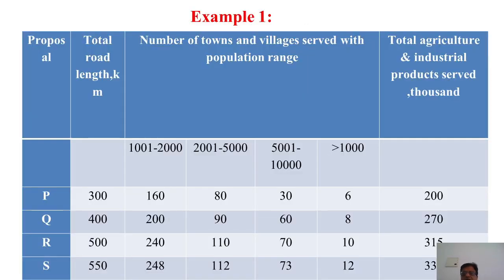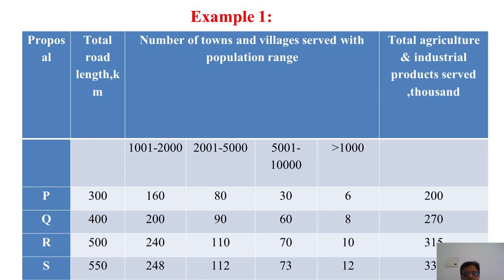So let's try to understand this with an example. Here you can see that there are 4 proposals for a road network. We'll just name them P, Q, R, and S. The proposal P has a total road length of 300 km. Q has 400 km. R has 500 km. S has 550 km.